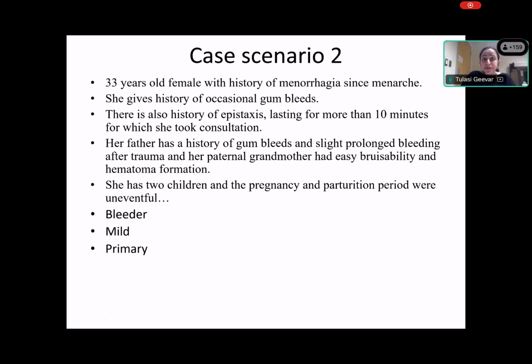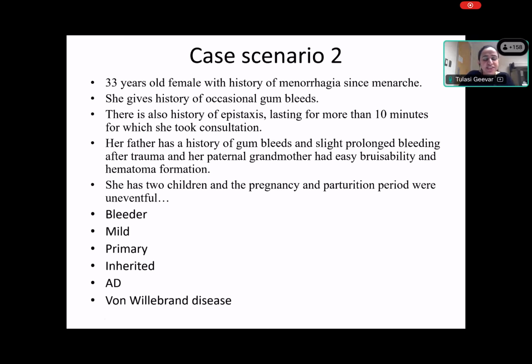Why? Because the patient has had bleeding symptoms since menarche, and also has a significant family history of bleeding. So yes, it is likely to be inherited. What is the pattern of inheritance? The pattern of inheritance is likely to be autosomal dominant because you can see a strong history in the father and also in the grandmother. What is the most likely bleeding disorder, which has an autosomal dominant pattern of inheritance? Yes, von Willebrand disease. Can anybody tell me why this patient did not have bleeding during her delivery or post delivery? Possible reason for that?